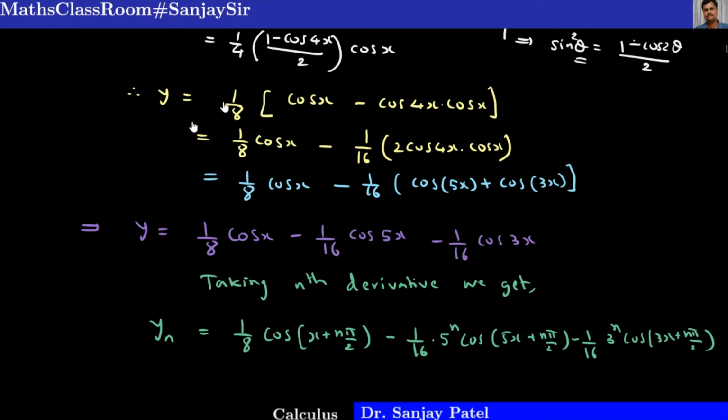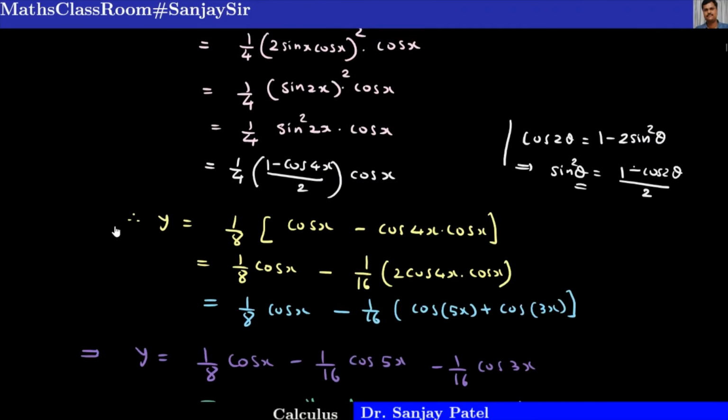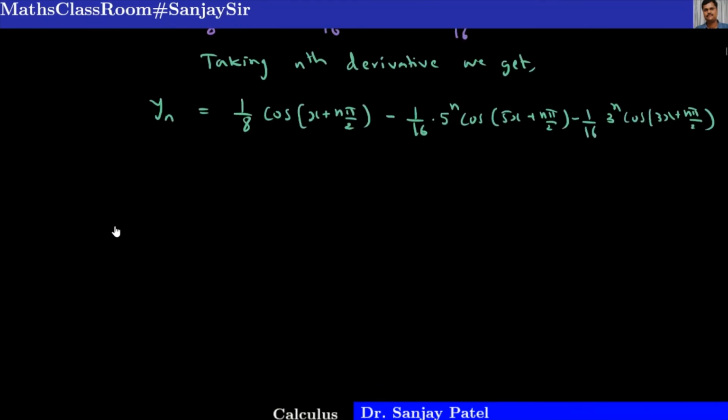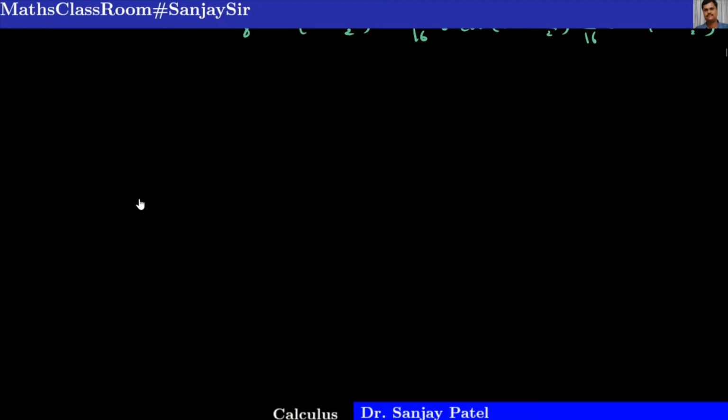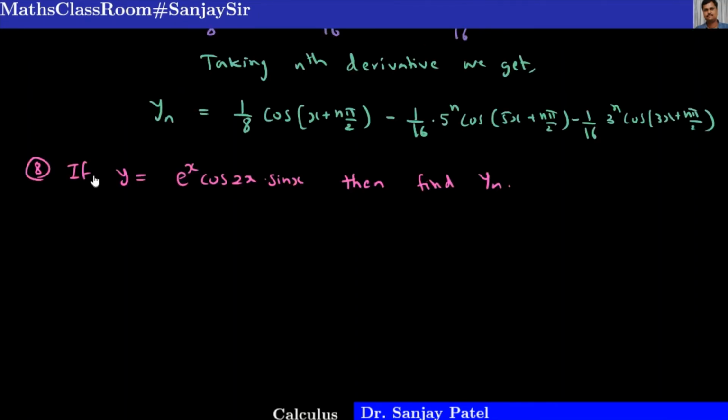Now the next problem is based upon this. This was problem number 7. The next problem I am going to take as problem number 8, and that is, if y is equal to e raised to x into cos 2x into sin x, then find the value of yn. Then find yn. Let us solve this.